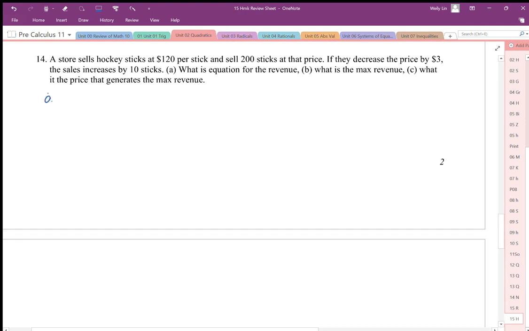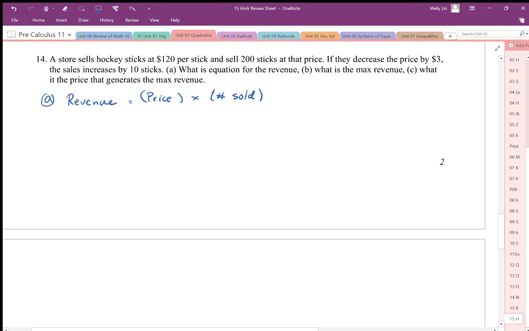So the equation for revenue is going to be price times number sold. So revenue equals the price times the number of items sold. Okay, so that's our equation for revenue. That's a calculation for revenue.